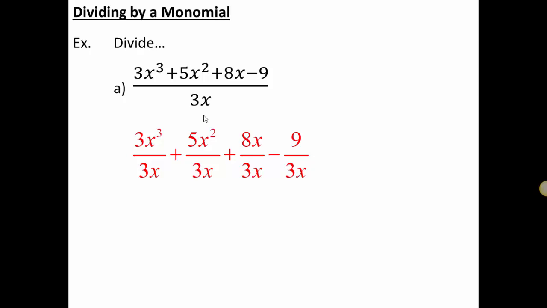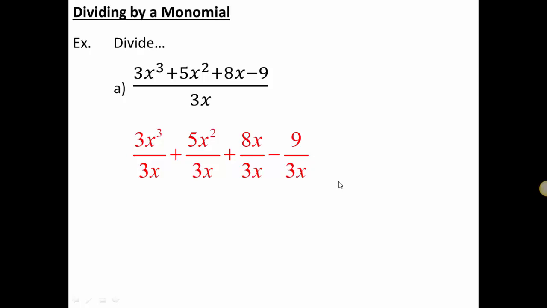Remember, multiplication and division are the same. So if I was multiplying this polynomial by 3x, I would distribute 3x times this, 3x times that, 3x times this, 3x times that. But because I'm dividing, I'm just distributing with division. 3x cubed divided by 3x, 5x squared divided by 3x, 8x divided by 3x, negative 9 divided by 3x. So essentially, I'm done with the division part.